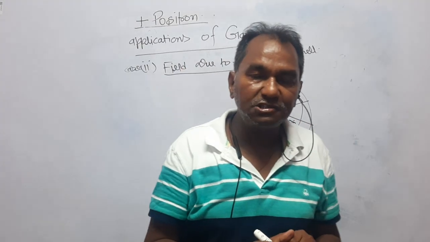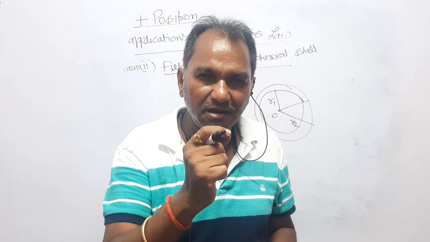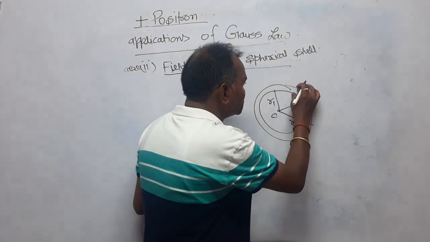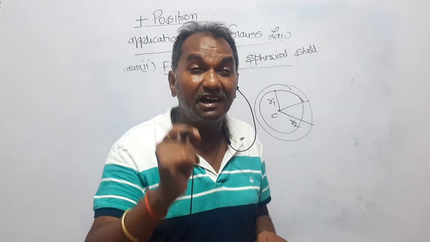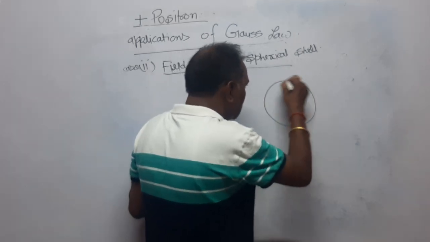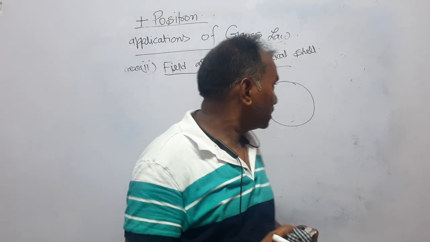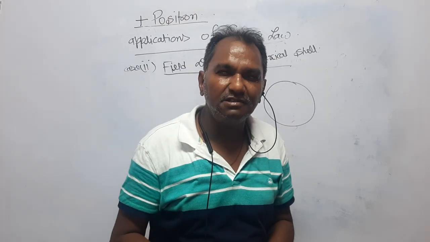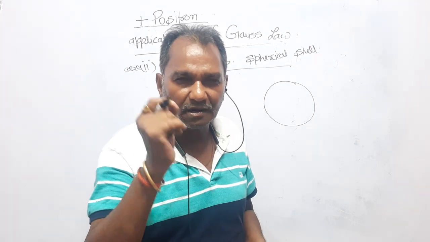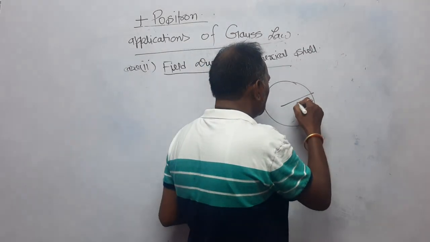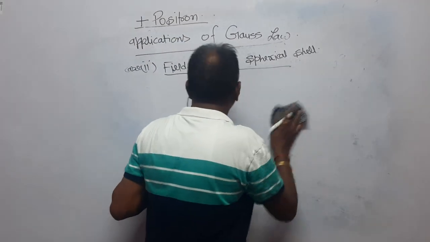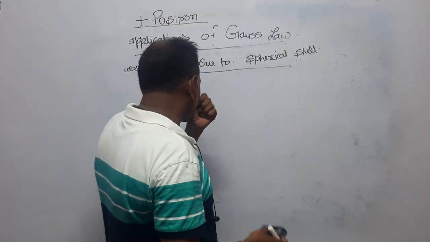And a spherical shell is what? A spherical shell is also a hollow sphere, but the thickness of its material is very little, negligible. It means it does not have the concept of internal and external radius. In this case, we consider only the radius of the spherical shell. Now, dear students, field due to spherical shell.